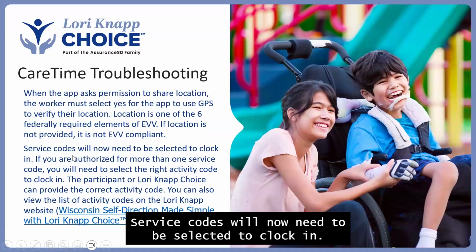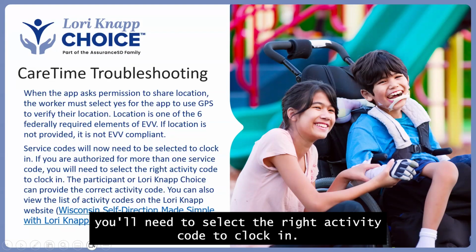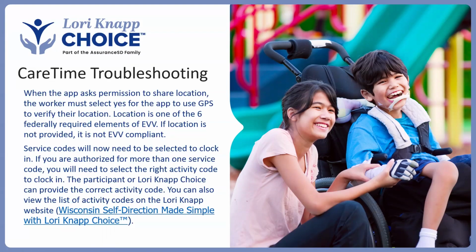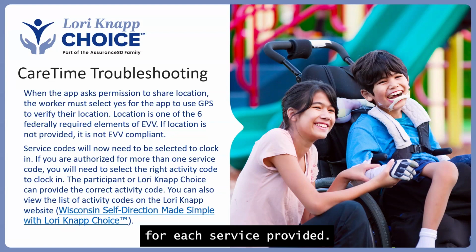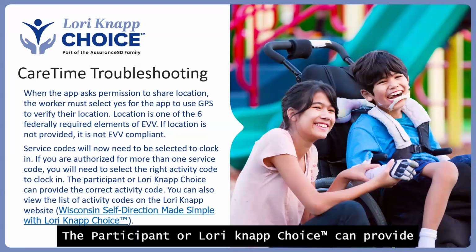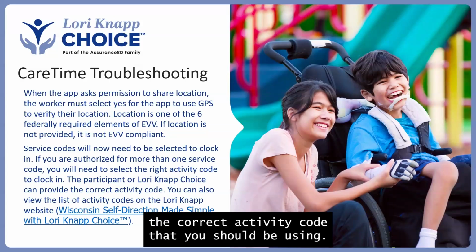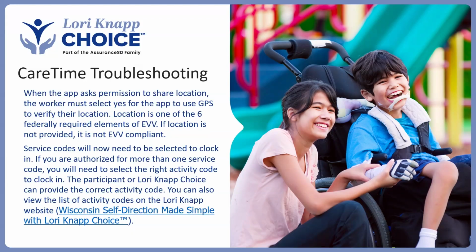Service codes will now need to be selected to clock in. If you're authorized for more than one service code, you'll need to select the right activity code to clock in. You will need to clock in separately for each service provided. The participant or Lori Knapp Choice can provide the correct activity code that you should be using. You can also view the list of activity codes on the Lori Knapp website.